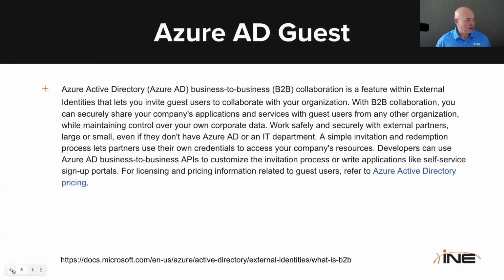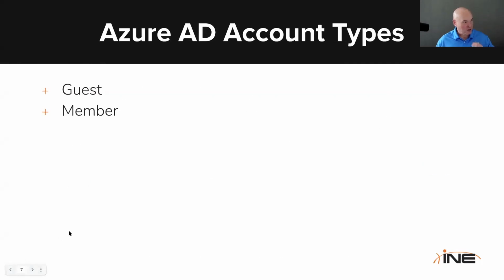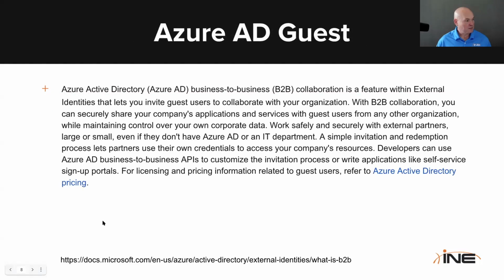The main types of accounts that we've focused on in this are a guest account and a member account. Azure Active Directory business-to-business collaboration is a feature within external identities. Whenever you add a guest, you send an invitation. If I'm inviting you to join from outside the organization, you'll receive an invitation, click on it to process it, and then you have access as a guest to that domain.